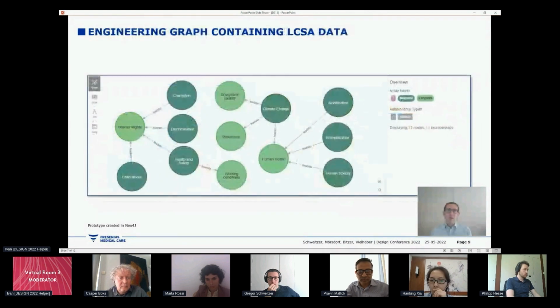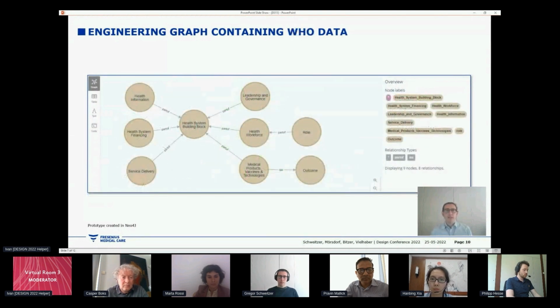The engineering graph can also contain LCSA data, in this example, different midpoints and endpoints. These can be leveraged for every LCSA that is performed, so it will be more objective and less subjective. As a further example for data that comes from non-governmental organizations, we see here that the graph can also contain data from the World Health Organization, such as the health system building blocks. And on the right side, we see the health workforce and the medical products, vaccines, and technologies.